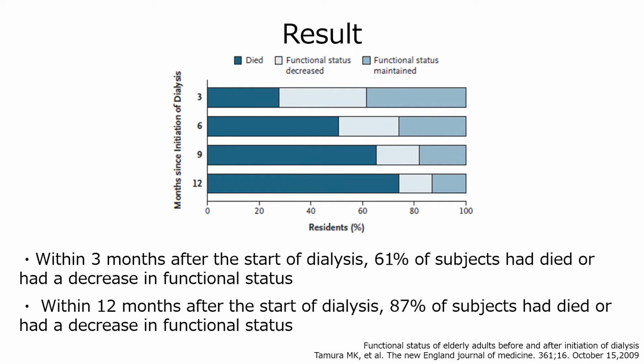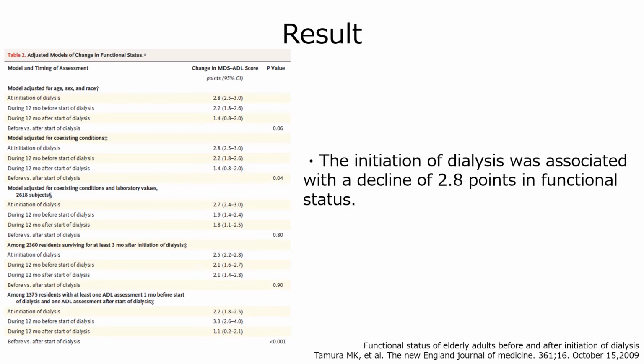This figure shows the prognosis of patients. Within 3 months after the start of dialysis, 61% of subjects had died or had a decrease in functional status. Furthermore, within 12 months after the start of dialysis, 87% of subjects had died or had a decrease in functional status. The initiation of dialysis was associated with a decline in functional status, indicated by an increase of 2.8 points in the MDS ADL score.